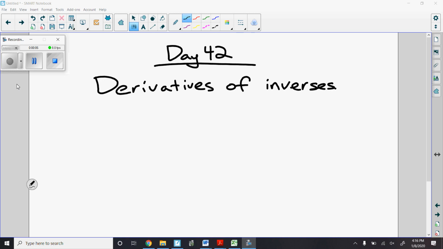Today we're looking at derivatives of inverses. I wouldn't say this is a hard topic. I'd say it's a really tricky topic. But let's take a look at it.